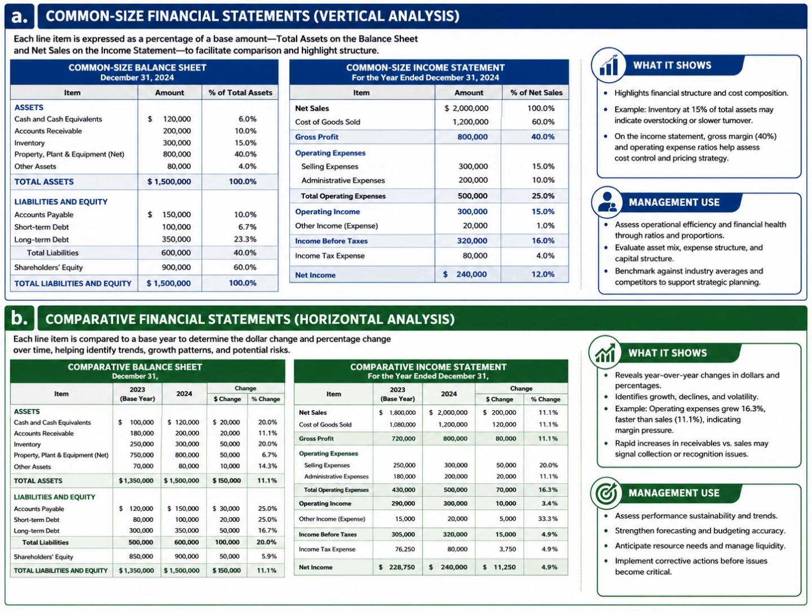By identifying accelerating or declining trends in assets, liabilities, revenues, and expenses, management can anticipate resource needs, adjust budgets, manage liquidity, and implement corrective actions before issues become critical.